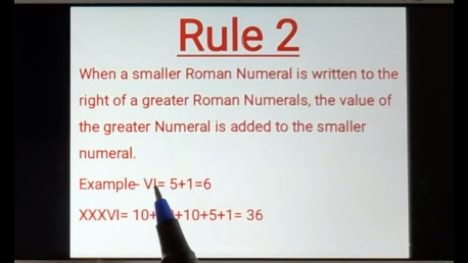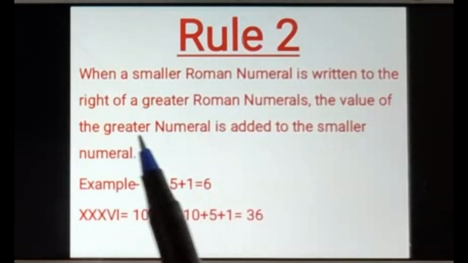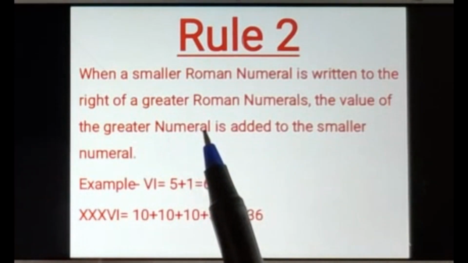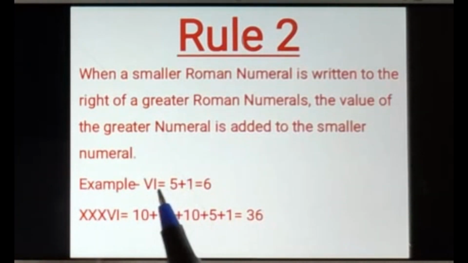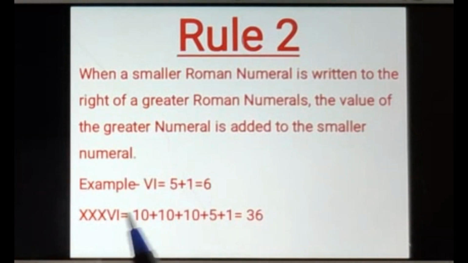So if you have a smaller Roman numeral at the right hand side, then the value of the greater numeral is added. So V is 5, it should be added, plus I is 1, is equal to 6. Similarly, X is 10 plus 10 plus 10, and then V is 5, plus I is 1, which is equal to 36. So altogether 36 is represented as XXXVI. Okay, so this is our rule number 2.